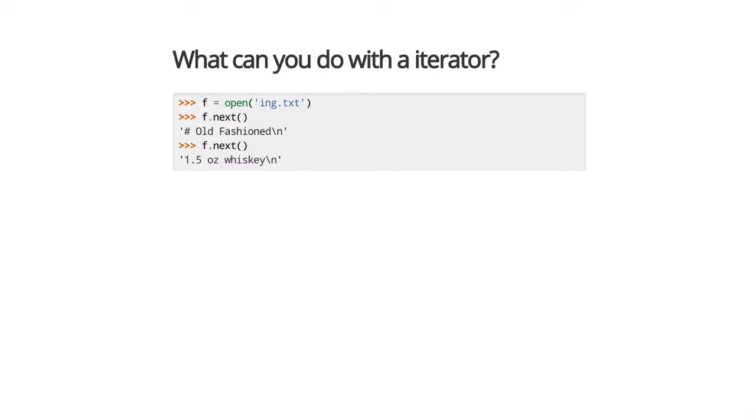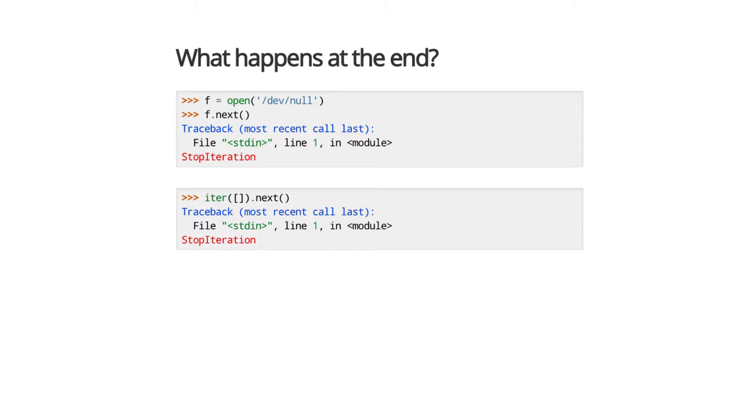So what can you do with an iterator? We've kind of covered this. Basically, you get an iterator and you do f.next, and you get a result. Then you do f.next again, and you get the next thing. So in this case, we're going through a very important old-fashioned recipe. But what happens in the end?